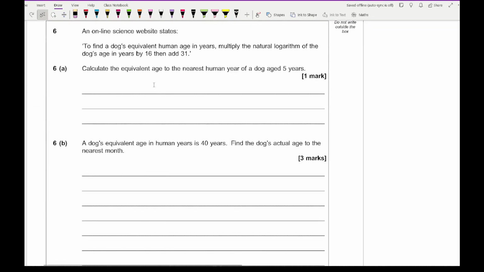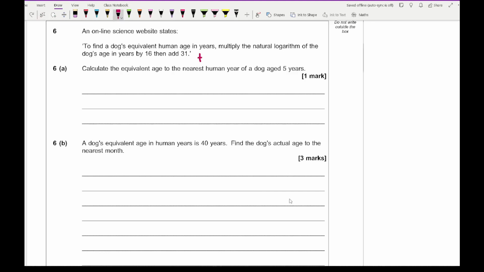Moving on to question 6, it says that an online science website states to find a dog's equivalent human age in years, multiply the natural logarithm of the dog's age in years by 16 and then add 31. And for part A it says calculate the equivalent age to the nearest human year of the dog aged 5 years. So first things first, let's write down what this is as a formula.